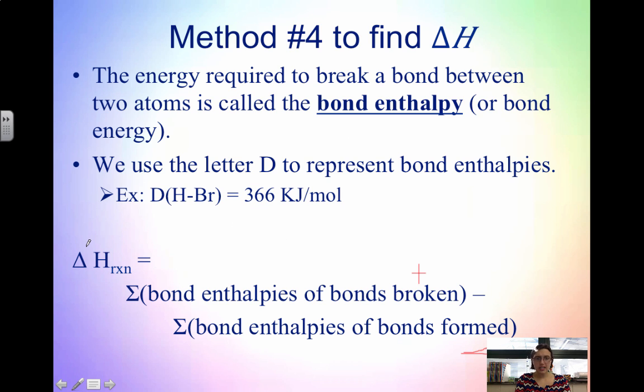So to calculate heat of reaction using bond enthalpy, you're going to use this. Delta H reaction is equal to the sum of bonds broken minus the sum of bonds formed. Very similar to the sum of heats of formation of products minus heats of formation of reactants. The only difference now is it's switched, right? If you remember that breaking bonds is endothermic, forming bonds is exothermic, you'll be fine.